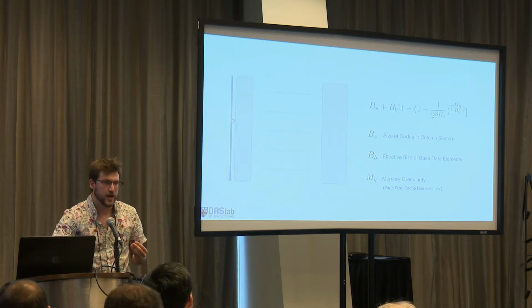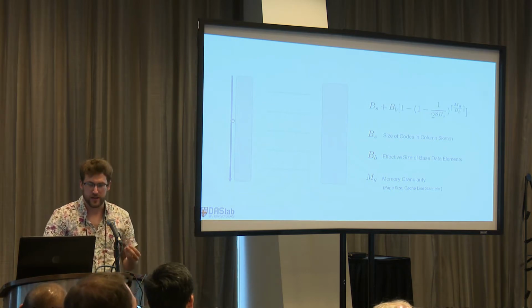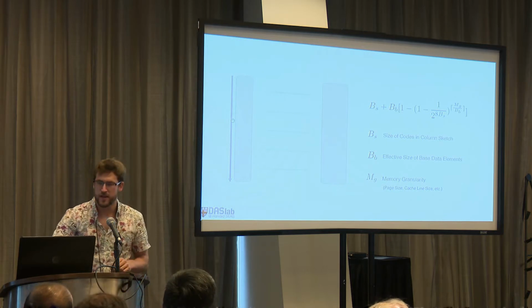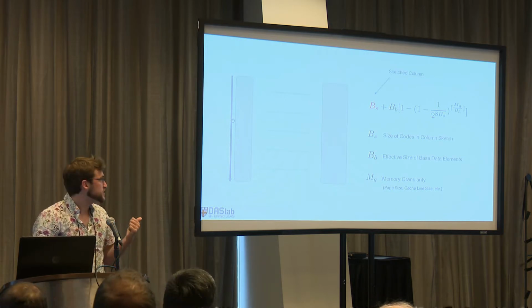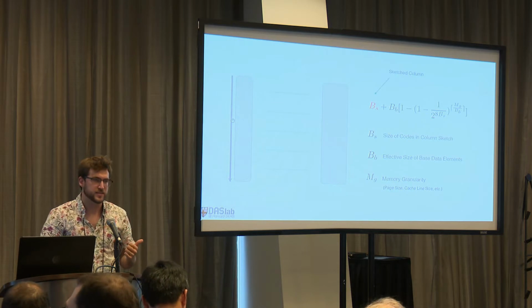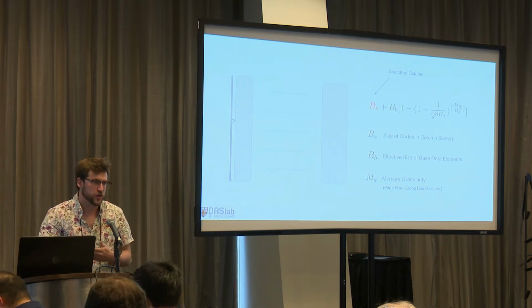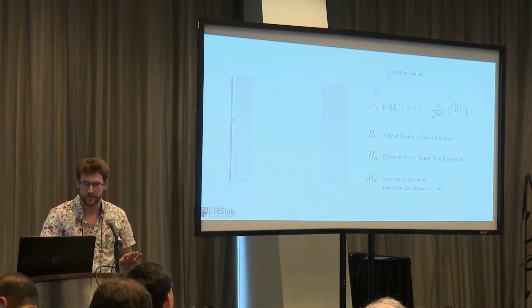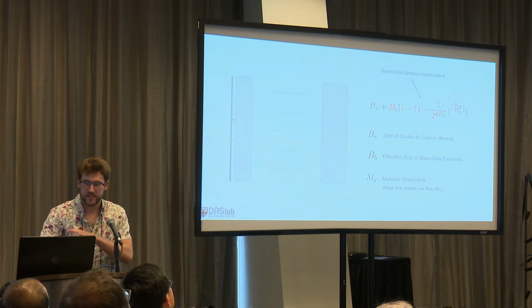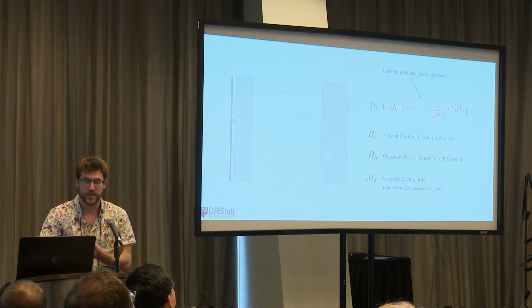This is the equation for how many bytes we're going to touch per value in expectation. It consists of 2 things. The first thing is the number of bytes in the sketch column per value. You're absolutely going to touch this no matter what. The second thing is the number of base data bytes we touch in expectation.